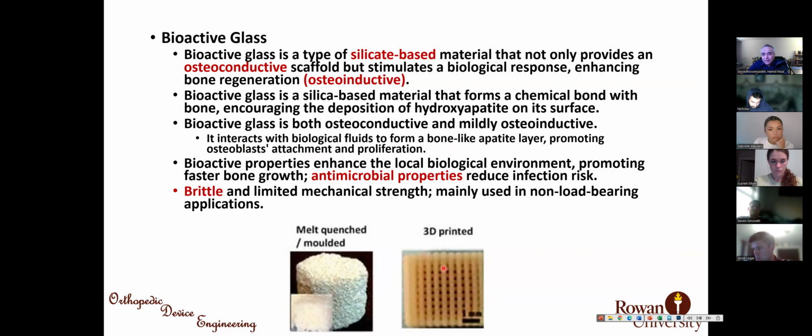There are lots of these bioactive glasses. Some of them have antimicrobial properties, so they are useful to prevent an infection, but they have a major problem, and that's their mechanical property. They are brittle. And if we use them in load-bearing areas, they break easily.